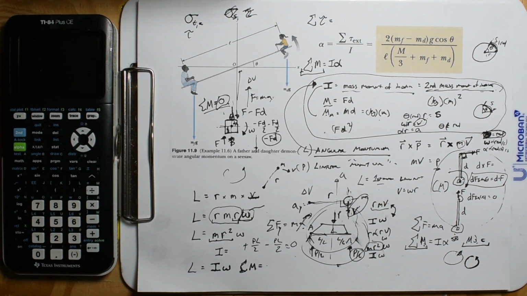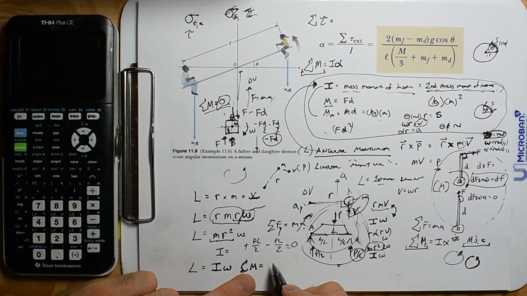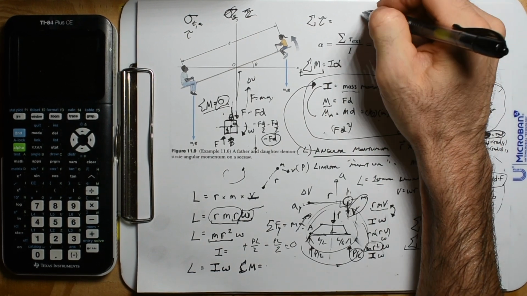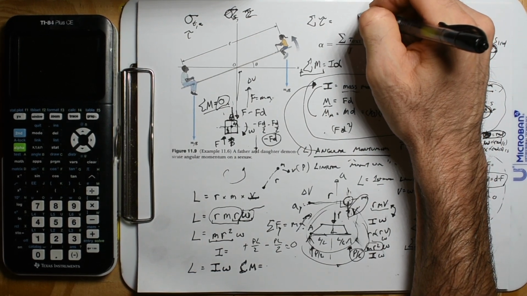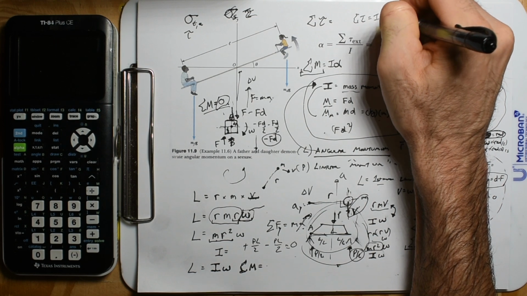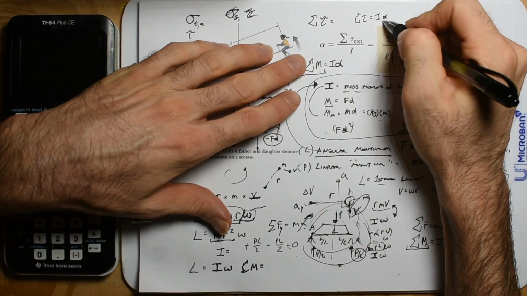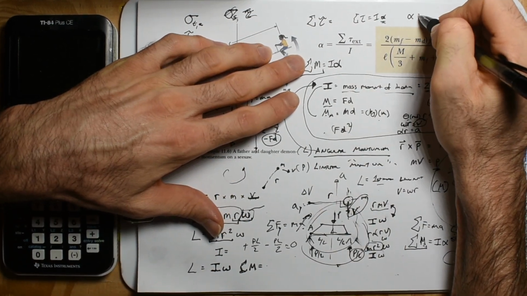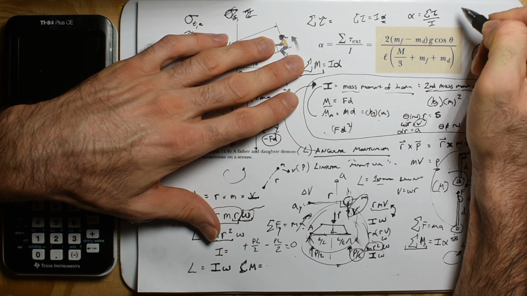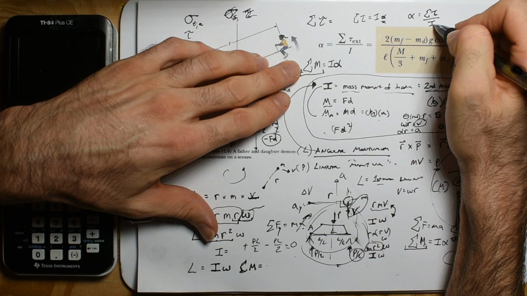All right, so now we have this equation, which gets generated from the sum of the torques equal to I alpha. Then we can find angular acceleration. Angular acceleration is just going to be the sum of those torques divided by the moment of inertia.